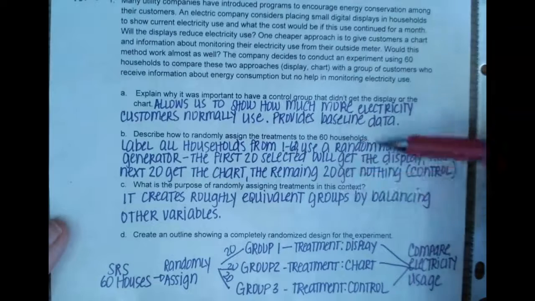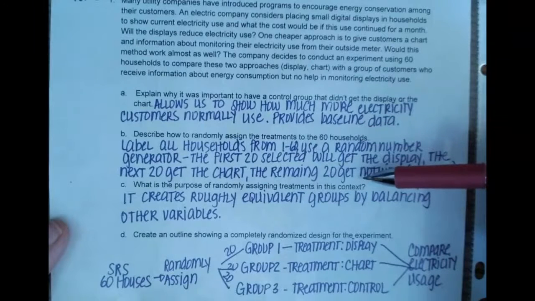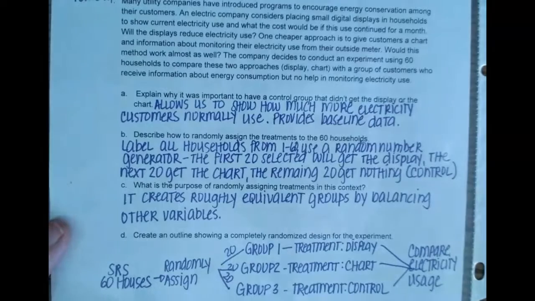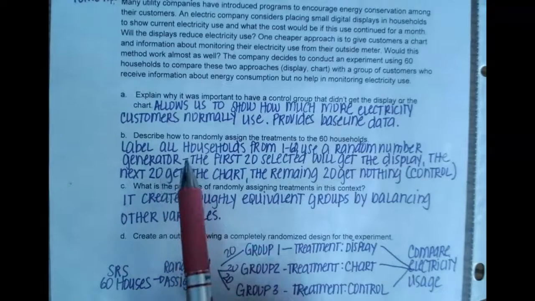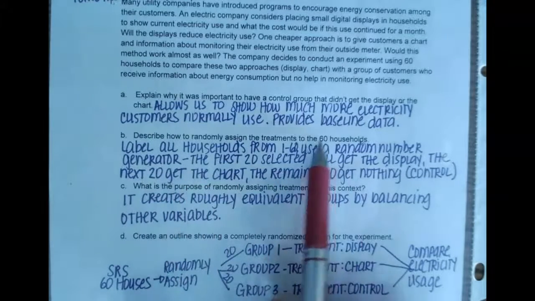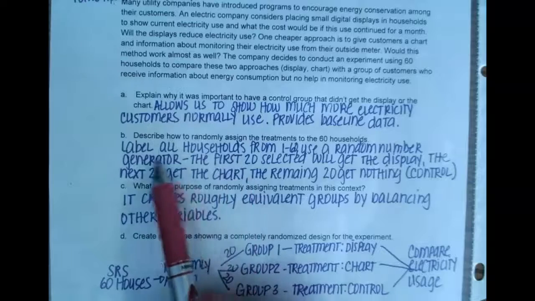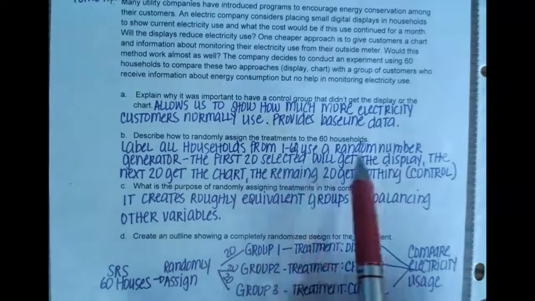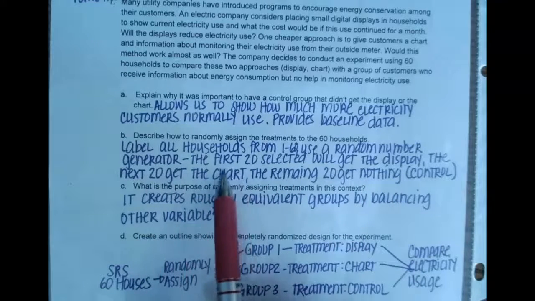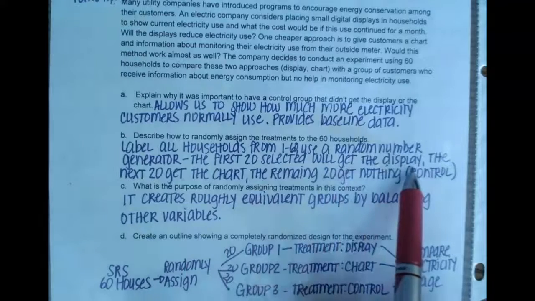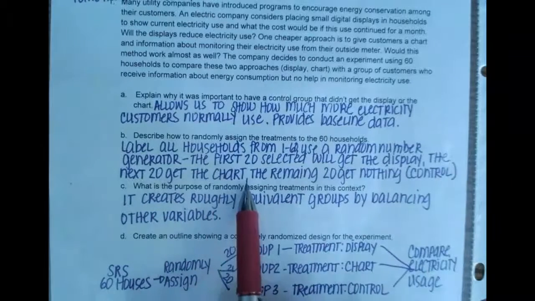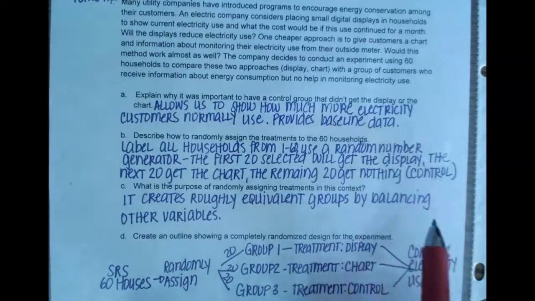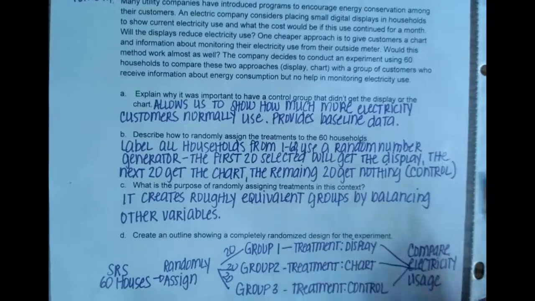So this is the paragraph version of our experimental design. All right, so we're doing for 60 households, so we would label all our households. Remember, you got to label 1 to 60. Use a random number generator. The first 20 selected will get the display, the second 20 will get the chart, and the remaining will be the control group. Okay, that's one way to write that up, because you remember you want to make approximately equivalent groups.